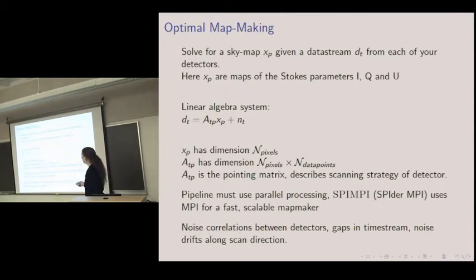As you can see, there are going to be several thousand time streams, one from each detector. And in order to analyze this, we must use parallel processing. So for Spider, we've been developing a parallelism in MPI, and we've called it SpinP. MPI is a fast, scalable way of writing high-performance parallel computing codes.